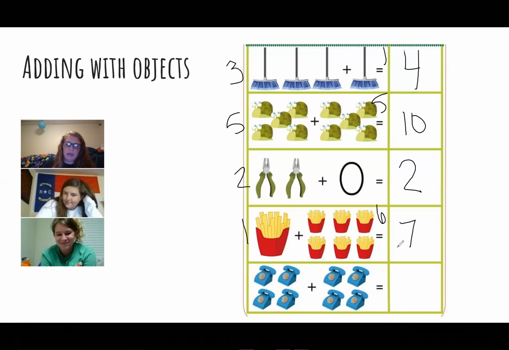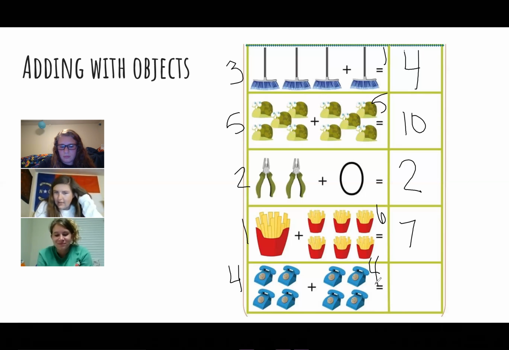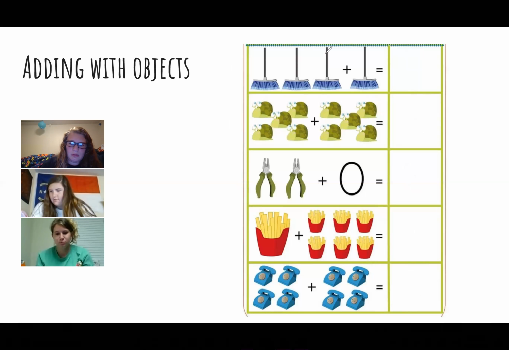And someone want to do the telephones for me? There's 4 plus 4. And the answer is 8. Good job. Good job with adding them all together.